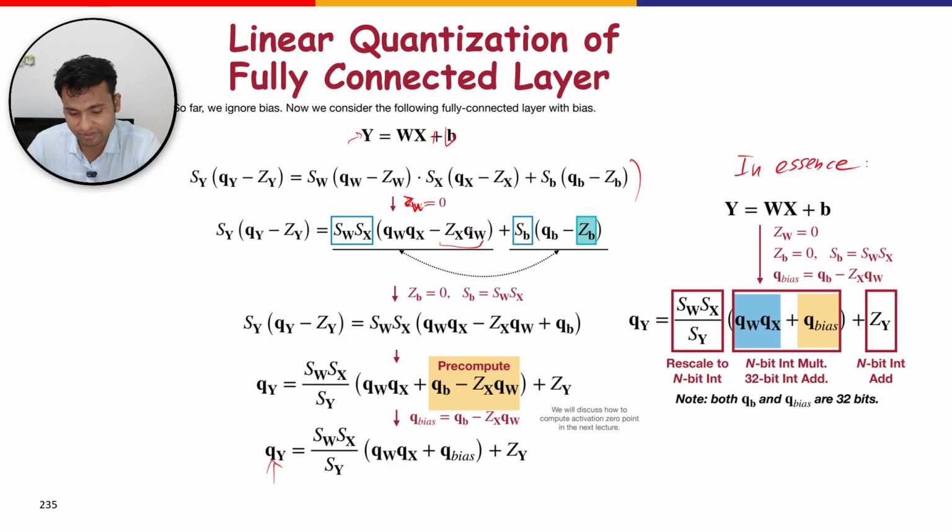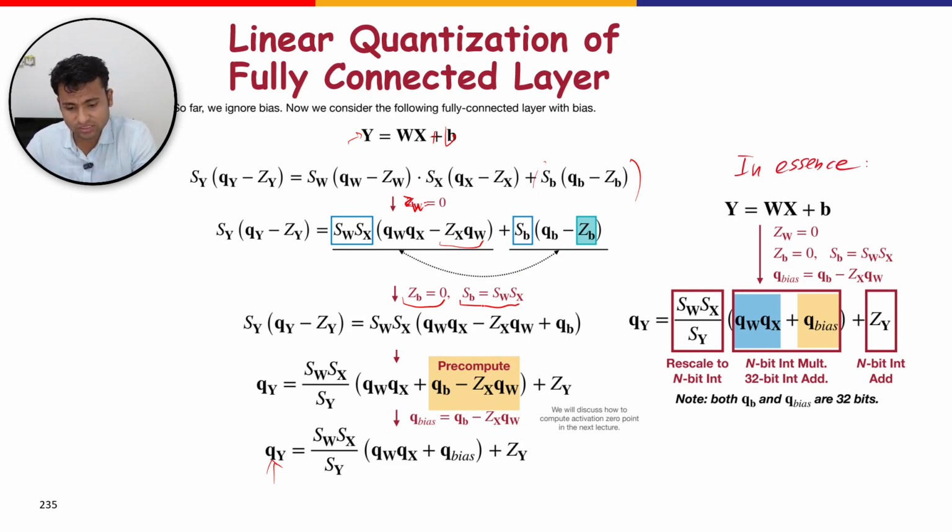So in inferencing, this will remain fixed. Then the zero bias of this, we can choose to be 0 for symmetric, because bias is completely in our hands. Bias is something which we can fix, because it's just a constant term, so we can increase or decrease it based on our needs, and we can later compensate for this bias term. So ZB we can choose to be 0 and SB we can choose to be SW into SX.